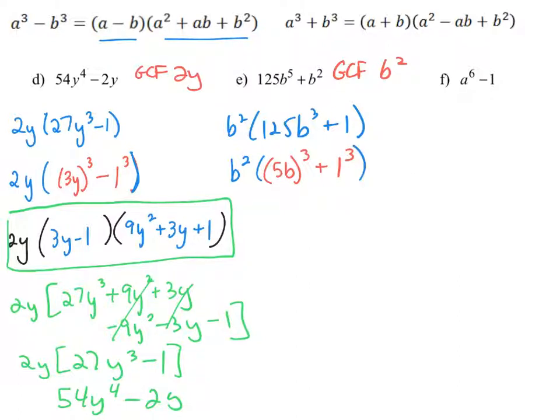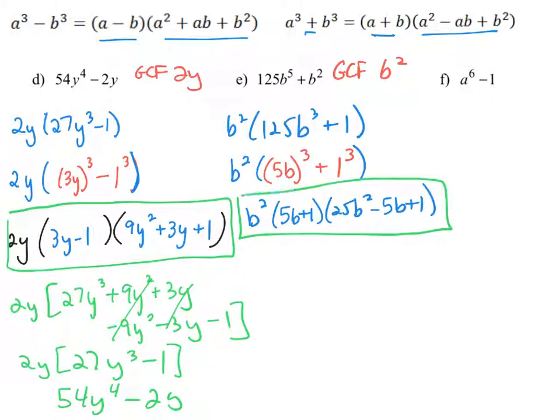So my factors will have a b squared, and then using this model equation for the sum of two cubes, we get 5b plus 1, and then the a squared is going to be 5b quantity squared, or 25b squared, minus 5b plus 1. That's our answer in factored form, and you can check by using the distributive property, multiplying the binomial and the trinomial factors together, and then multiplying the result by b squared.